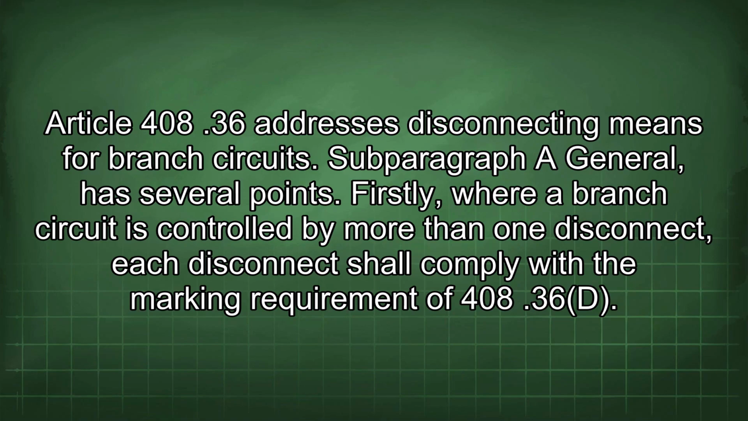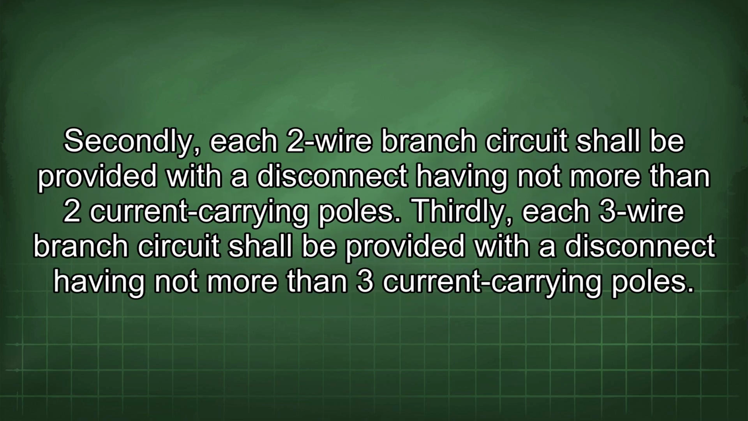Article 408(36) addresses disconnecting means for branch circuits. Subparagraph A, general, has several points. Firstly, where a branch circuit is controlled by more than one disconnect, each disconnect shall comply with the marking requirement of 408(36)(d). Secondly, each two-wire branch circuit shall be provided with a disconnect having not more than two current carrying poles. Thirdly, each three-wire branch circuit shall be provided with a disconnect having not more than three current carrying poles.